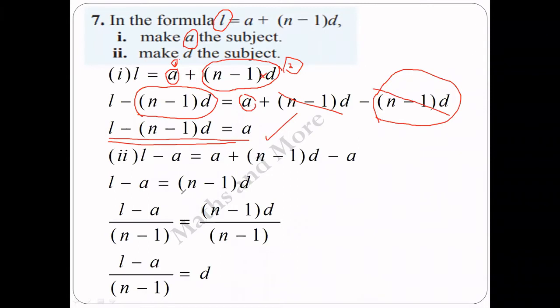Roman number 2, make D the subject. Now again write the equation. Check this equation. L equals A plus n minus 1 times D.